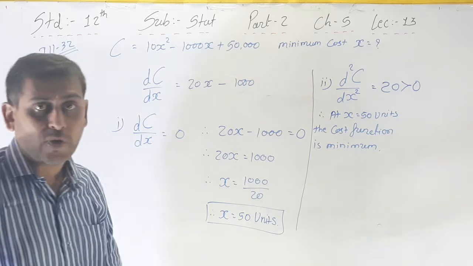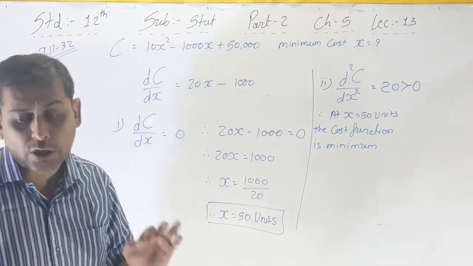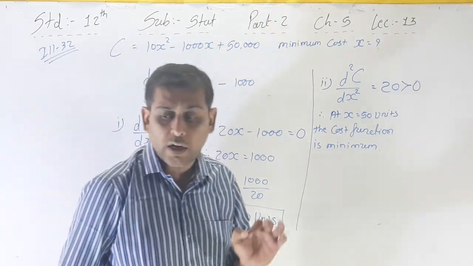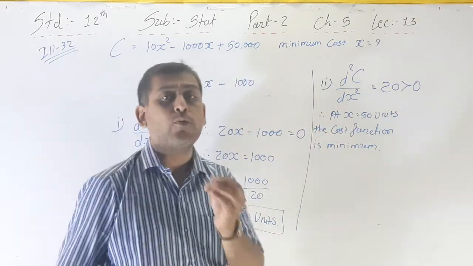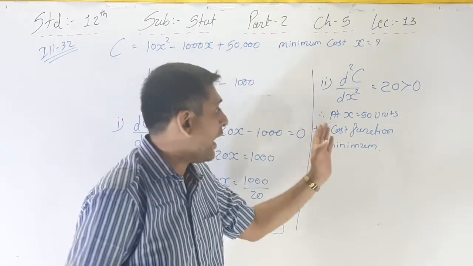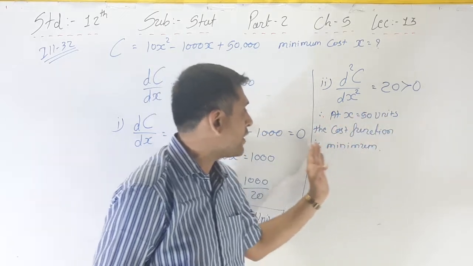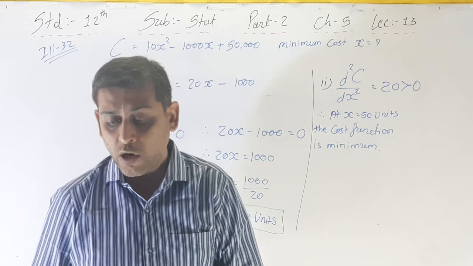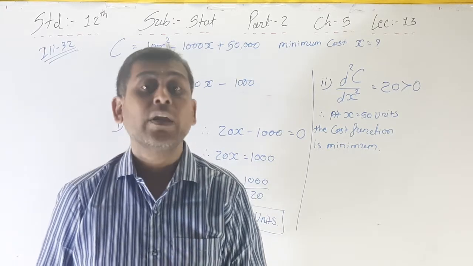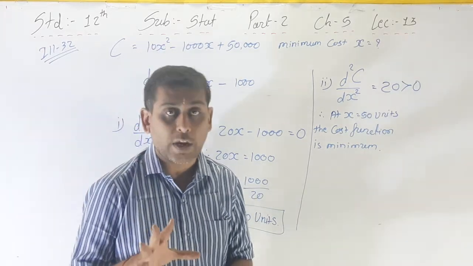This is our first answer. How many units should be produced for the minimum cost? Here, for minimum cost we have to produce 50 units. At x equal to 50 units, the cost function is minimum. So we can say that the production cost is minimum at x equal to 50, right?